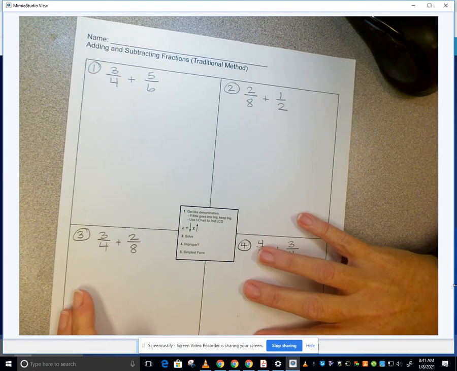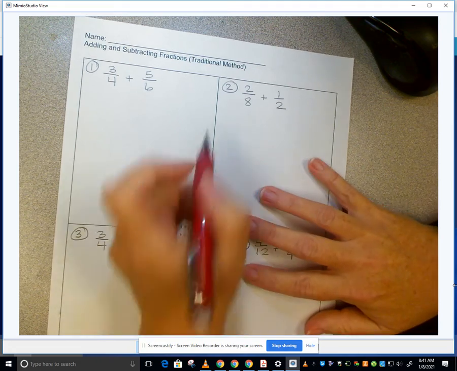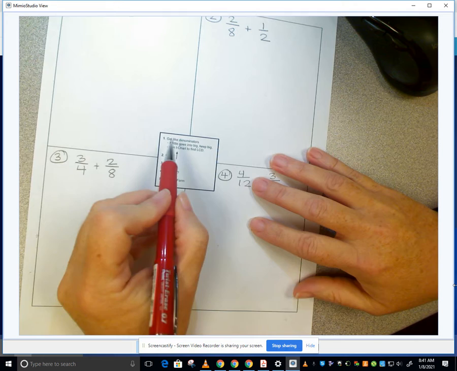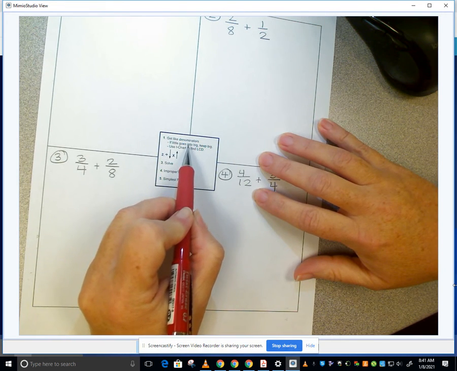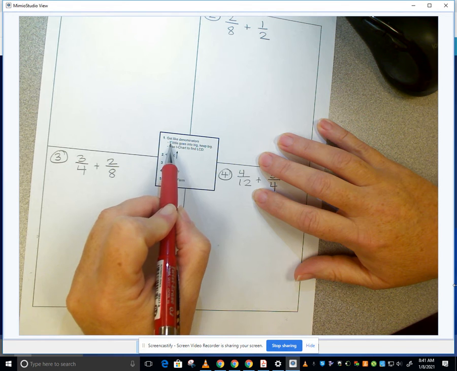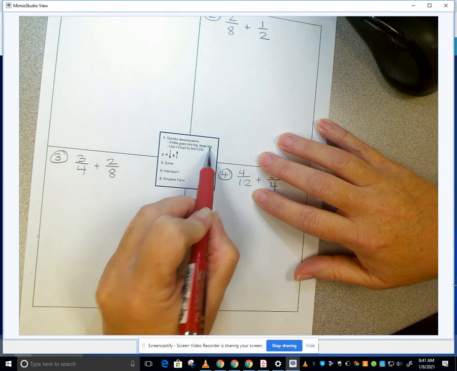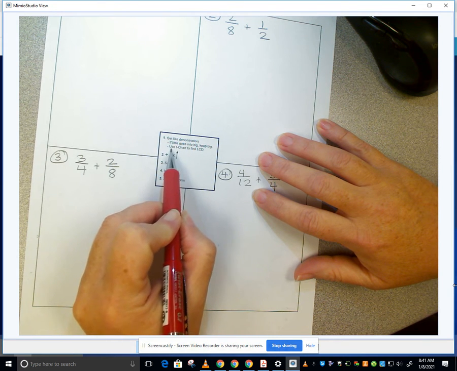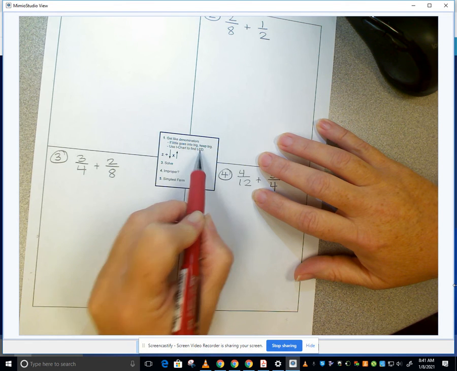Okay, we're looking at adding and subtracting fractions, and we're going to use the traditional method. So I've got the steps here, so let's be reminded. Remember, to get like denominators, if little goes into big, you're going to keep big. If we can't use this method, then we're going to use a T-chart to find the least common denominator.